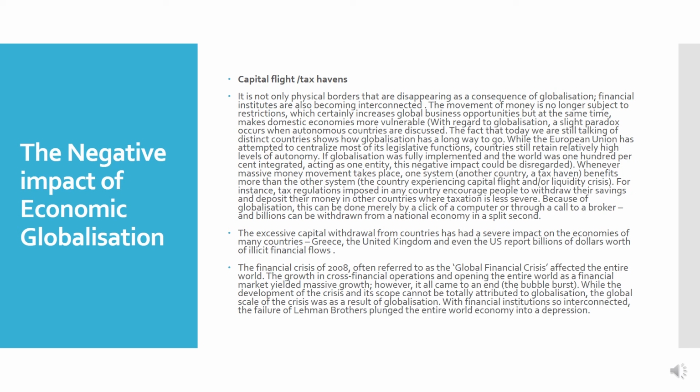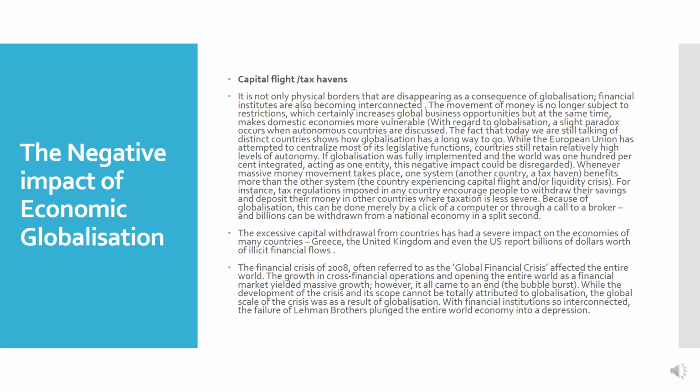Now, this excessive capital withdrawal from countries has had a severe impact on the economies of many countries like Greece, United Kingdom, and even the US reports billions of dollars worth of illicit financial flows. So the financial crisis of 2008, also known as the global financial crisis, affected the entire world. The growth in cross financial operations and opening the entire world as a financial market yielded massive growth, but it all came to an end.